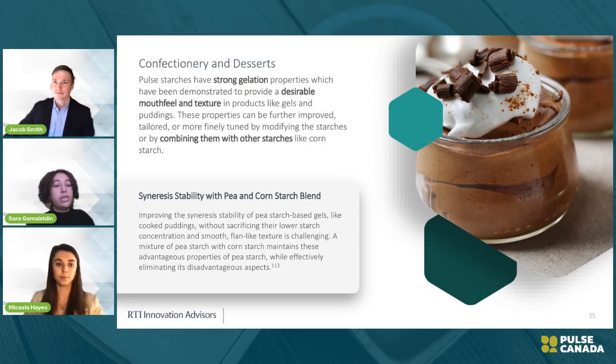Next, within confectionery and desserts, we've seen that pulse starches have strong gelation properties, which have been demonstrated to provide desirable mouthfeel in products like gels and puddings. They can also be combined with other starches like cornstarch, because one main issue that we've seen with pulse starches is syneresis. So that's why combining other starches mitigates that problem. And this is kind of what's being described in this patent that combines pea and cornstarch to resolve that issue.